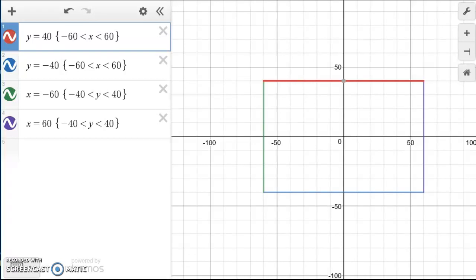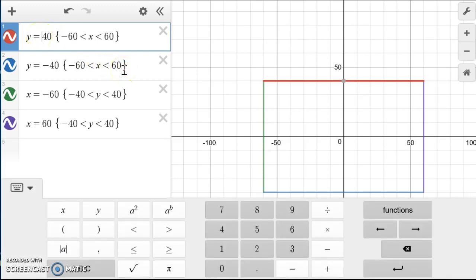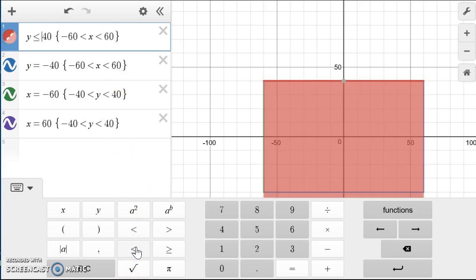Okay, so during the last lesson, we learned how to draw a rectangular box using Desmos, and the equations are on the left. Some of you asked me, how do we color the box? Well, it's really easy. If we look at the first equation, y equals 40, all we have to do is change the equal sign to a smaller than or equal sign. There you go. We have managed to color the box.